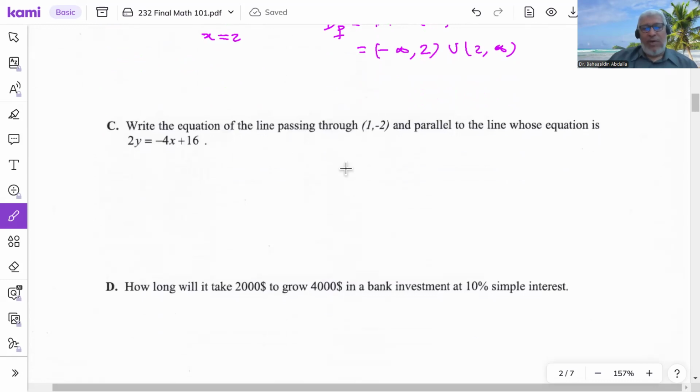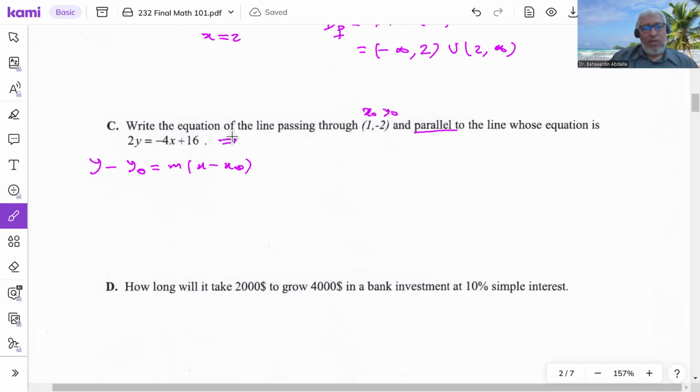Write the equation of the line passing through this point, so this is x0, y0, and parallel to the line whose equation is this one. We know that the equation of the line is y minus y0 equals m, the slope, times x minus x0. So we need the slope and the point. This is the point, so we need the slope. He said parallel to this line. So if I can find the slope of this line, m would be equal to the slope of this line, because they are parallel. Parallel means they have the same slope.